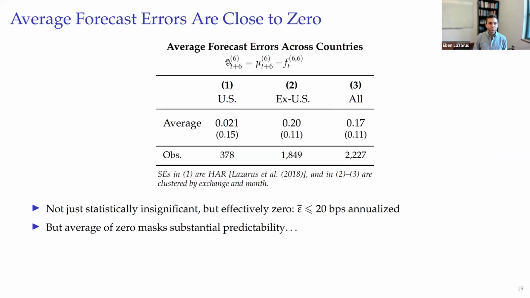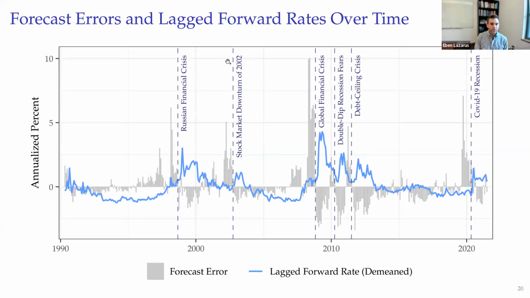But that zero average forecast error, of course, is going to mask quite a bit of predictable variation along the lines of what I've talked about. So when spot and forward rates go up in bad times, quite predictably in all crises that I've plotted here, I've just taken six as opposed to the three I plotted at the outset, in all cases, future forecast errors are predictably negative.